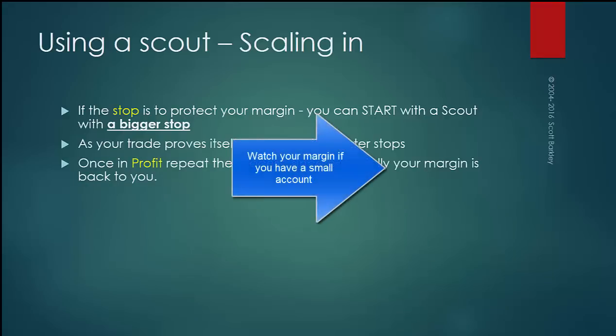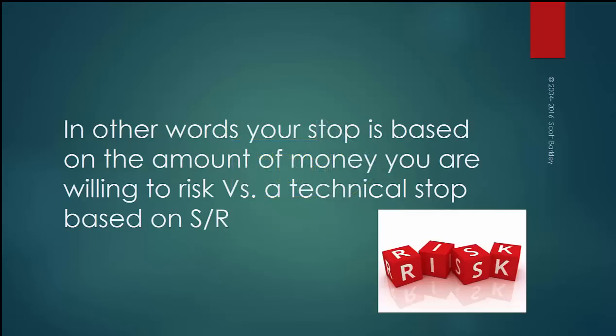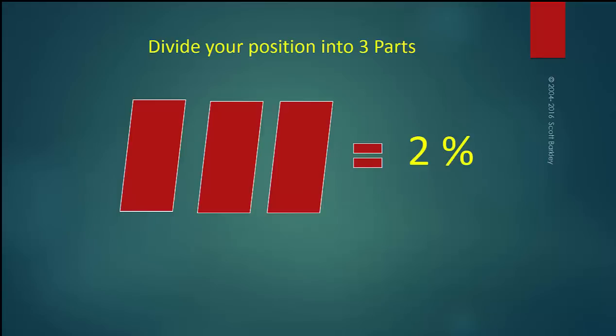However, be aware that you need to be watching your margin account so you don't get a margin call, all right? So, in other words, your stop is based on the amount of money you're willing to risk versus a technical stop based on support and resistance. However, you do need to know where the technical stop is, all right? So, always divide your position into three parts, and that can never equal more than 2%, all right?